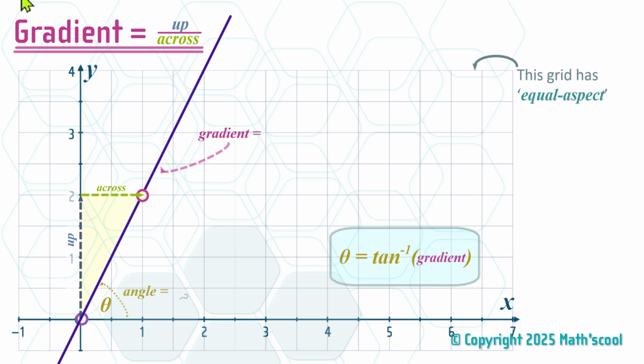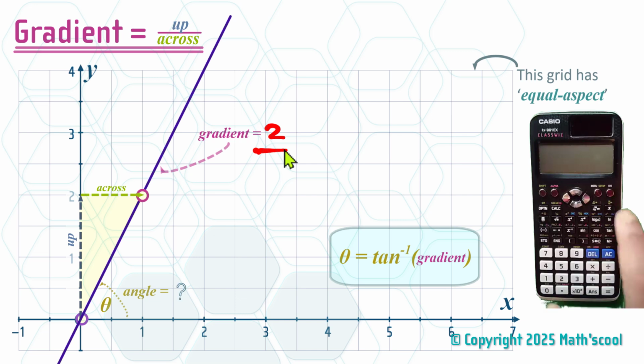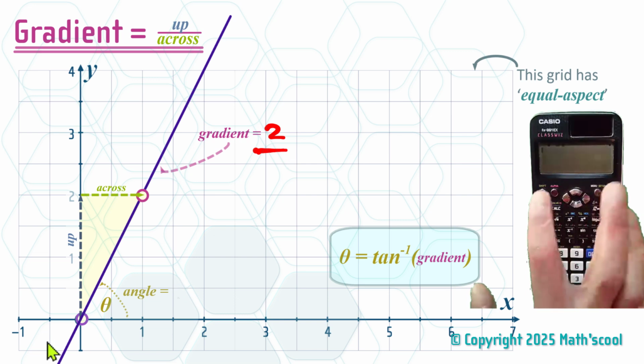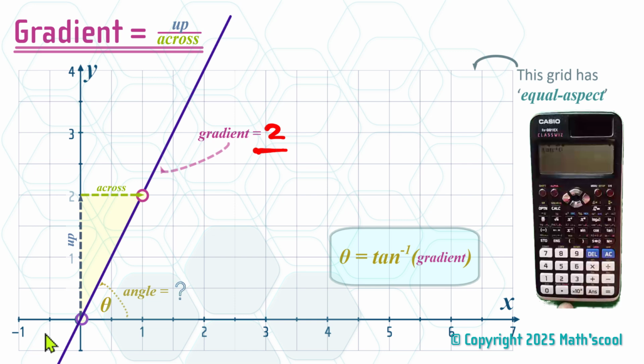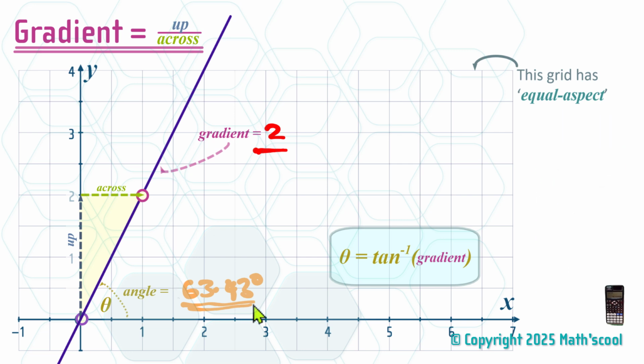But there's a clever trick we can use to work out the angle. If we know the gradient, and we do, we said the gradient was 2, what we can do is pick up our calculator and do inverse tan, so shift and tan of the gradient. The gradient was 2. Inverse tan of 2, and it tells me it's 63.43 degrees. So it's able to give me a much more accurate answer, 63.43 degrees. That's just to 2 decimal places. I could have it more accurate than that if I wanted it.